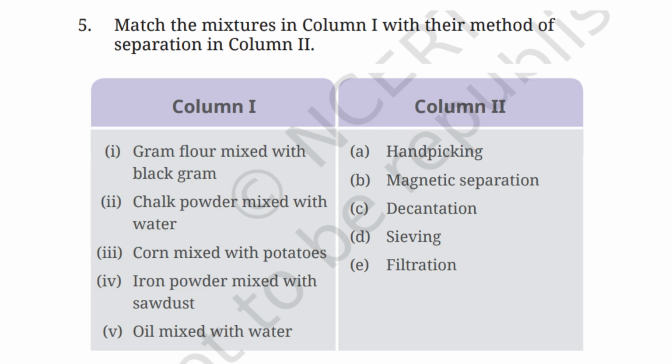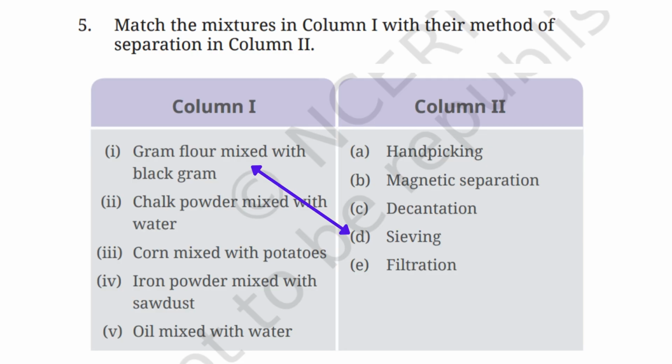First is gram flour mixed with black gram. So gram flour is fine powder and passes through the sieve while whole black grams remain on top. So the method of separation would be sieving.